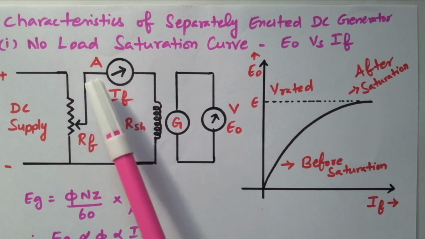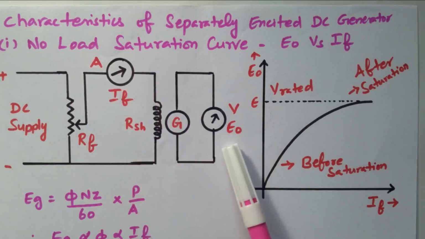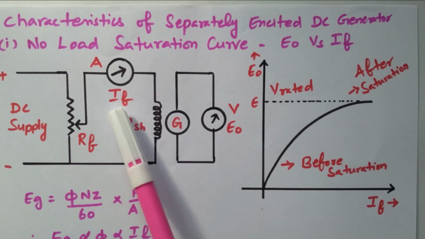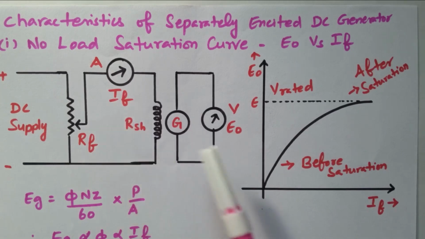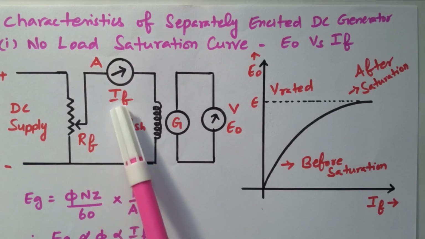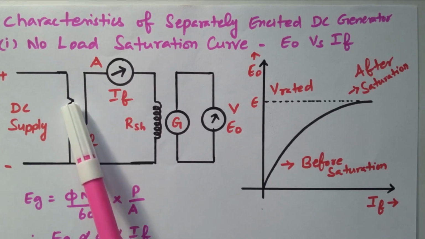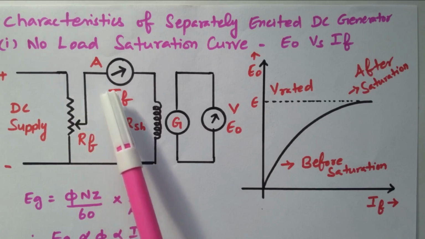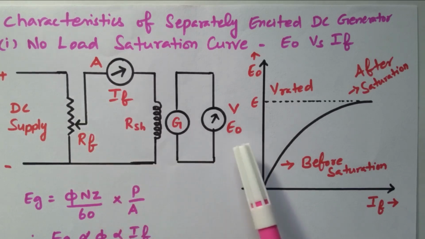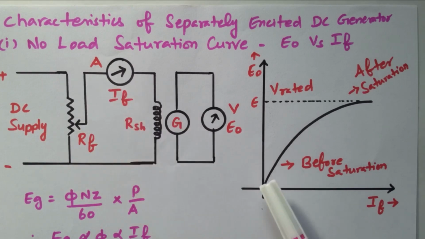So we need to note down the ammeter reading and voltmeter reading, that is the value of the field current IF and no load voltage E0. Then slowly this IF value is increased by adjusting this rheostat. For every reading we need to note down the value of IF and the value of E0. So from the set of values we can draw the graph between this field current and no load EMF.